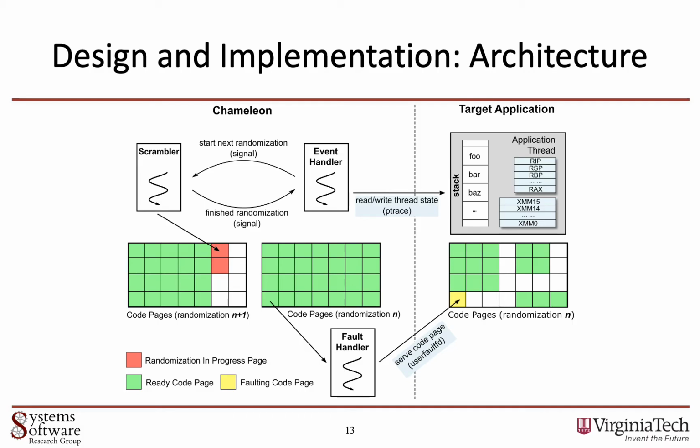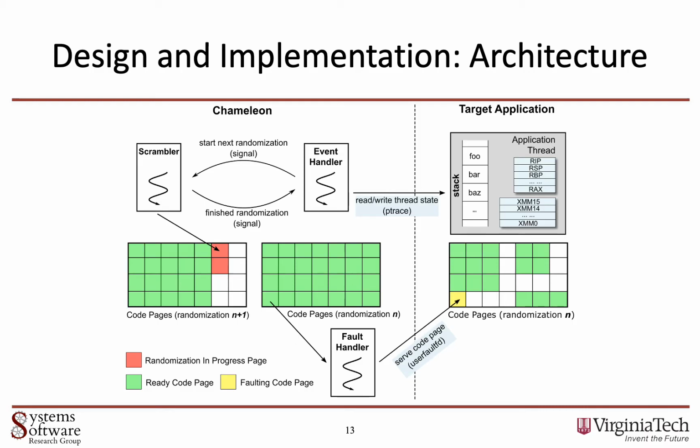Next, let's talk about Chameleon's architecture. So on the right-hand side of this figure, we have the target application, and on the left-hand side, we have Chameleon. And these are in separate processes as denoted by the vertical dotted line. Inside of Chameleon, there are three main components. There's the scrambler, the event handler, and the fault handler.